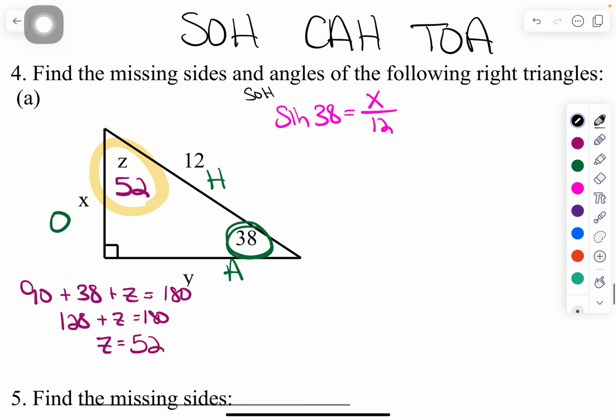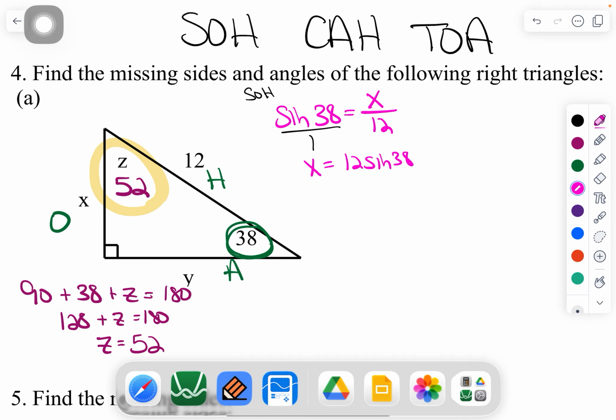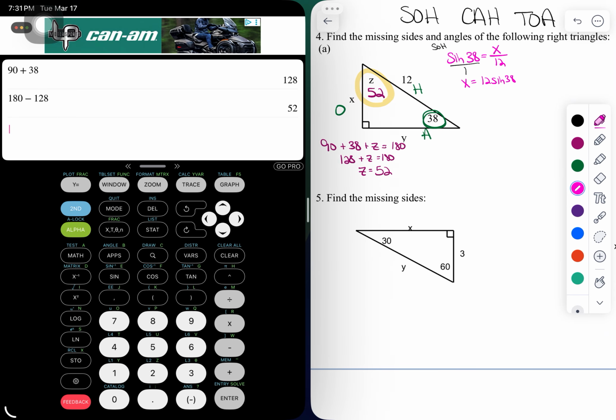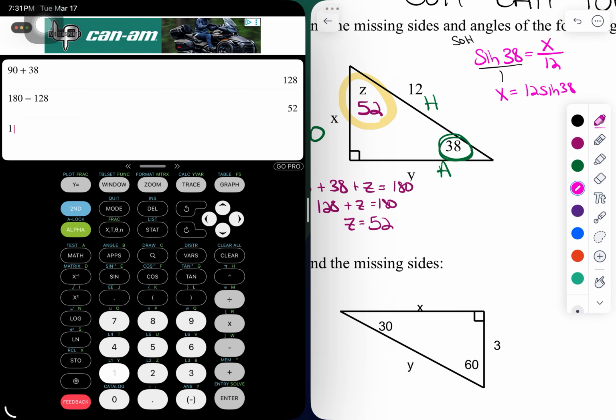How do we solve this one? I'm going to put this over 1. I'm going to cross multiply. X is equal to 12 times the sine of 38. I keep popping this calculator back up and forth because sometimes I need it, sometimes I don't. All right, so let's do 12 times the sine of 38.